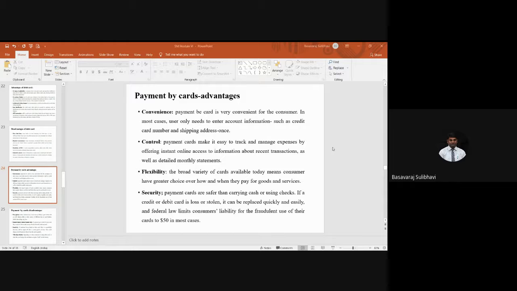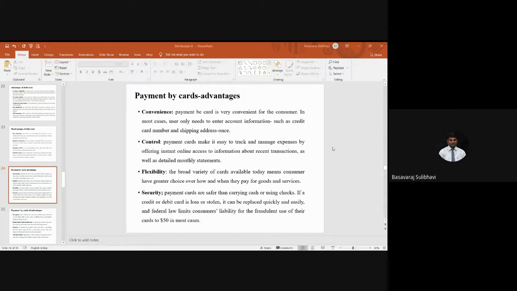Next, payments by cards, the advantages of using them. One is convenience. Payment by card is very convenient for the consumers. In most cases, the user only needs to enter some account information, such as credit card number and shipping address, once. Especially online, it can be done.